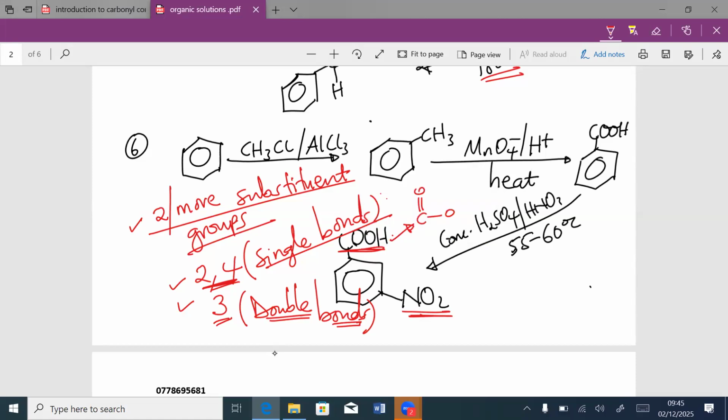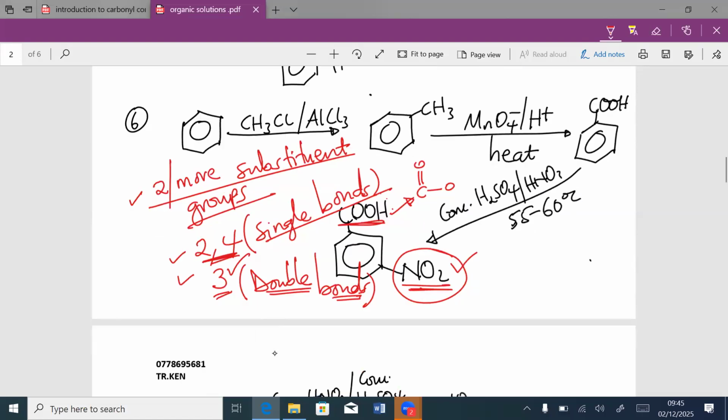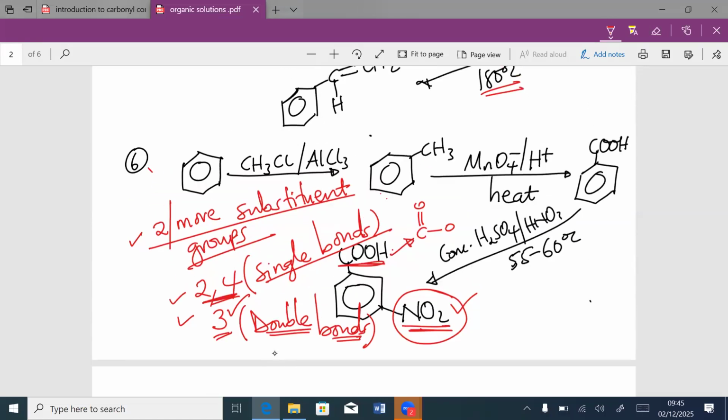So you realize that this carboxyl group is actually 3 directing, meaning that if I am to nitrate, if I'm to add a nitronium group onto it, it is going to allocate itself on position number 3. So it's important for us to know which one we start with, which one we are adding, and which position has been given in the question. That is what I wanted us to note in this question number 6.